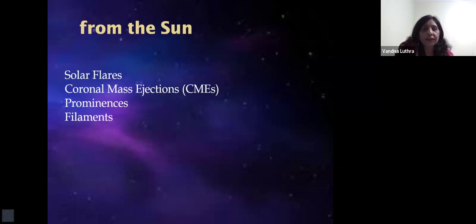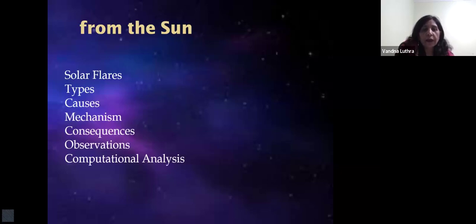And in that, the topic will revolve around what solar flares are, what are their types, their causes, mechanisms of their occurrences, and their consequences on the planet Earth and on us, and the observations. What are the missions or observatories which are doing these observations on solar flares, and a computational analysis using SunPy, which is also one of the versatile applications for analyzing solar flares.